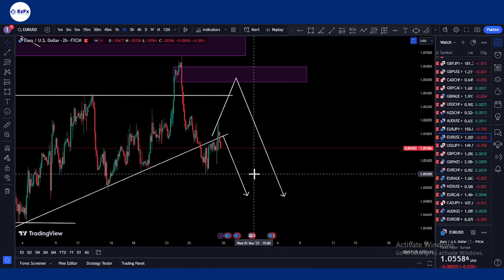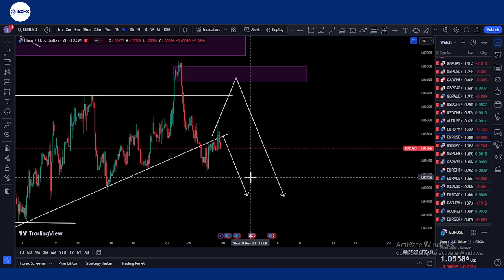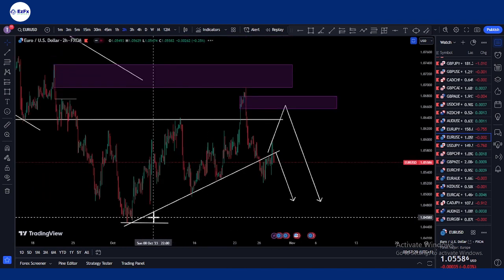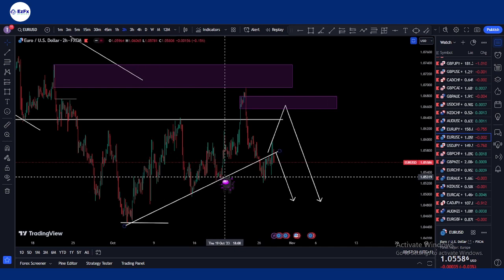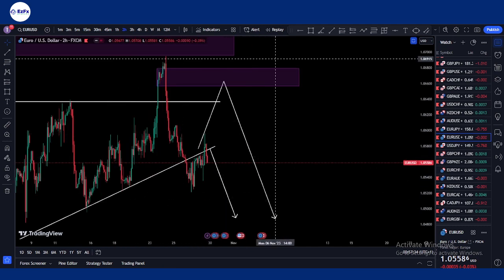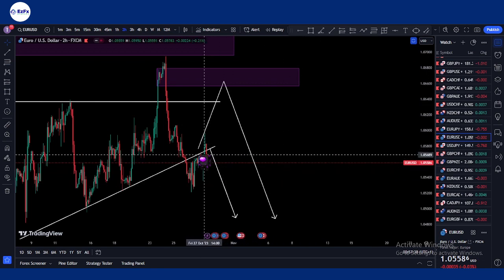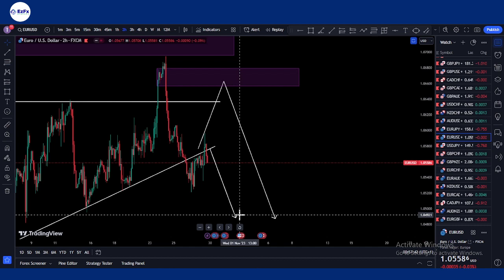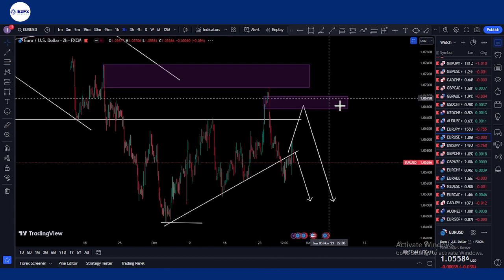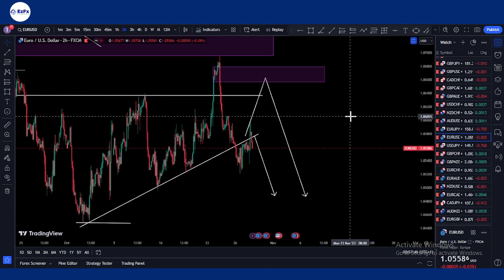Again, I have two scenarios I'm watching out for to happen on Euro USD. Now, this is a trend line that has been tested once, twice, three times, and we've seen that break of that trend line. So one possible scenario would be for this to be the retest of that trend line, and then we get to see price going straight down towards the downside, and then we'll continue our bearish movement. However, we don't get to see that happen.